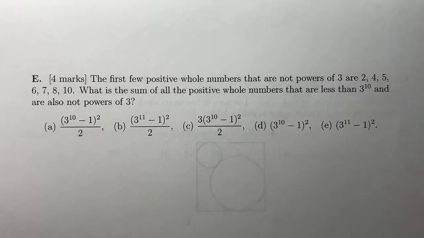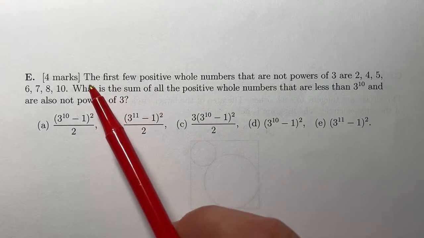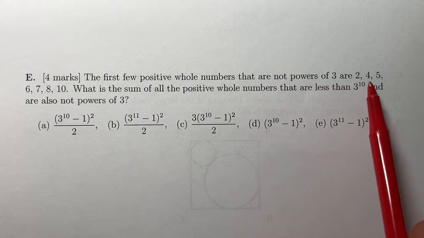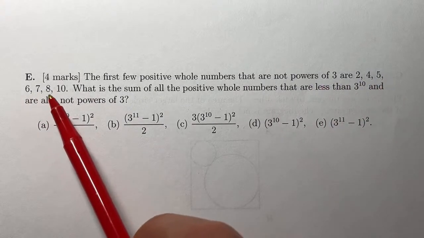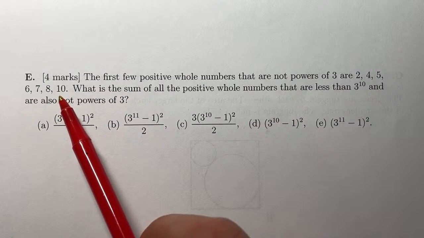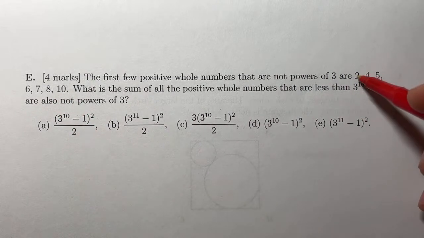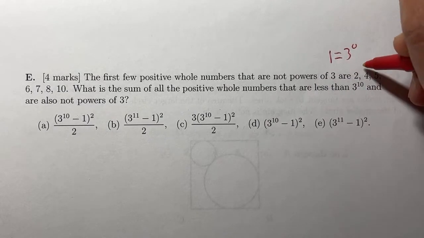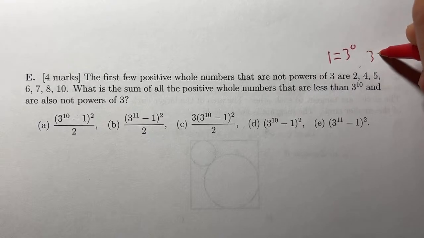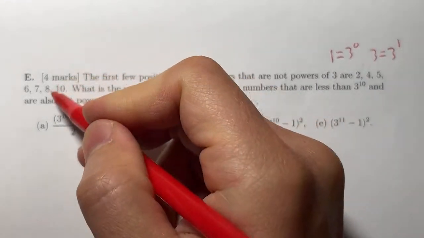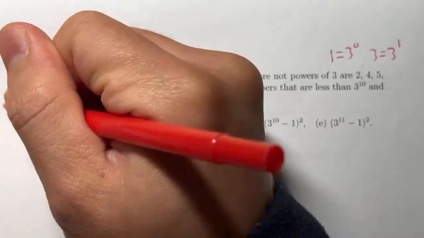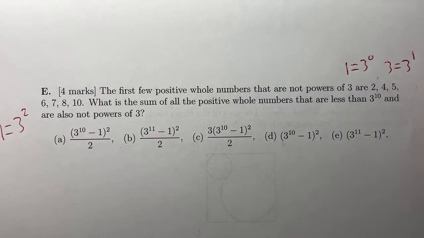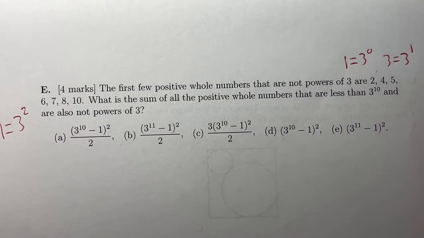Question E. So the first few positive whole numbers that are not powers of 3 are 2, 4, 5, 6, 7, 8, and 10, and so on. So you can see that 1 is not on this because 1 is the same as 3 to the 0th power. And of course, 3 is not right here because 3 is equal to 3 to the 1st power. And 9 is missing because 9 is 3 squared. So we're trying to get rid of all the powers of 3, and that's another way to think about it.